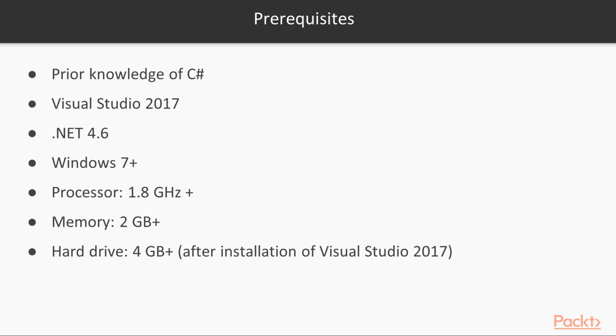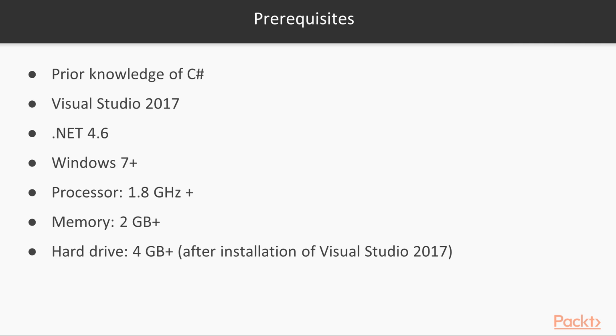There are some prerequisites for this course, and firstly, you must have prior knowledge of C#. This course will teach you about the new features in C# 7, but not about how to use the C# language. The software requirements are that you must have Visual Studio 2017 installed and have .NET 4.6 installed.